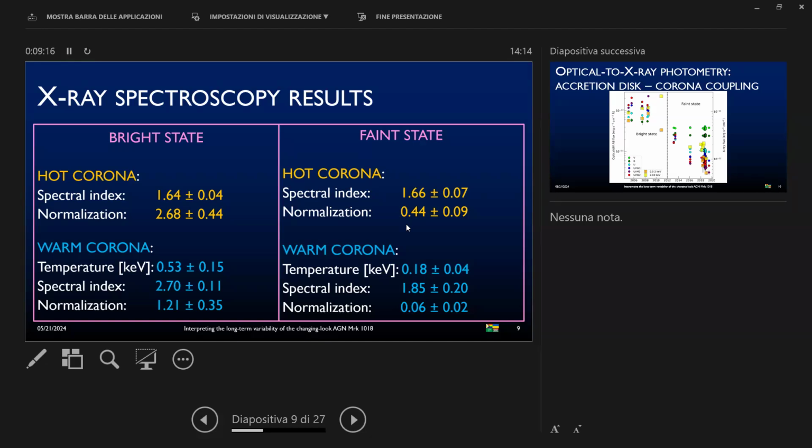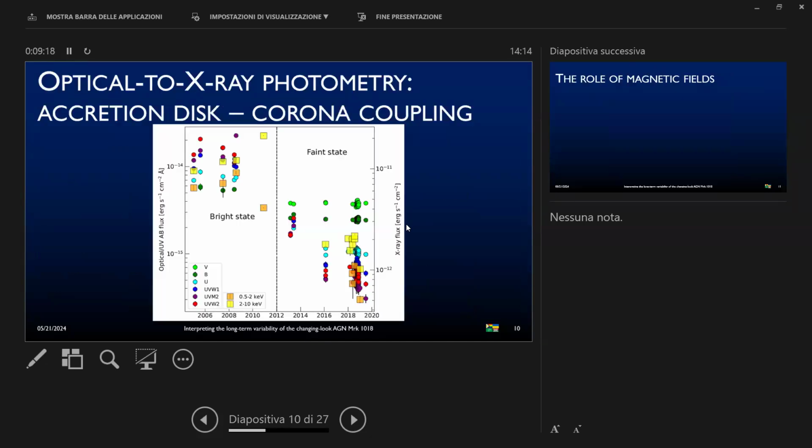So the fact that the normalization is lower is a direct consequence of the optical UV radiation. Here I'm plotting all the photometric points that we have in the optical UV and X-ray bands as a function of time. And you can see that the X-ray emission is becoming lower. So the corona emission is becoming lower because it's following the trend in the optical UV. Remember that the X-ray is just the result of the reprocessing of the underlying optical UV emission. So it makes sense that if the optical UV becomes fainter, the corona emission also becomes fainter. And this is exactly what we are seeing. So the X-ray flux variability is a direct consequence of a diminished optical UV emission.